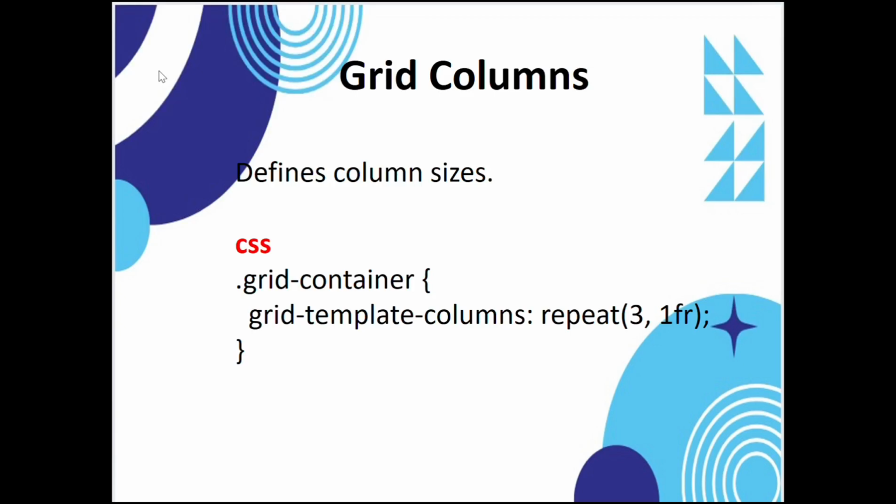Let's see the example. Grid container with display set to grid, and grid-template-columns set to repeat(3, 1fr), and the gap between them is 10 pixels. We have also added the background color, padding of 20 pixels, color white, and text alignment center. The 3 purple boxes are placed side by side in equal width columns.